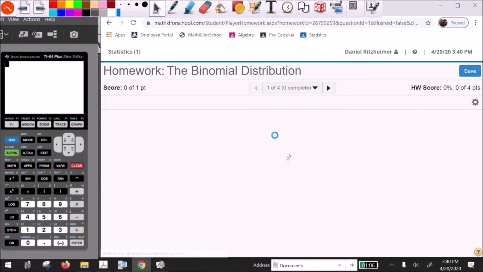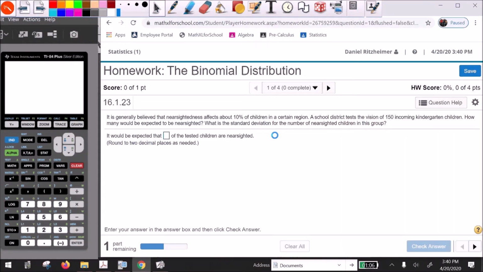This should only take about 10 minutes. It is generally believed that nearsightedness affects 10% of children in a certain region. The school district tests a division of 150 incoming kindergarten children. How many would be expected to be nearsighted? And then we'll have to figure out the standard deviation for the number of nearsighted children in this group. So how many would we expect to be nearsighted is sort of like the expected value of this binomial distribution. And this is binomial because a child is either nearsighted or they're not nearsighted. Whenever it's one or the other like this, it can be modeled by a binomial probability.